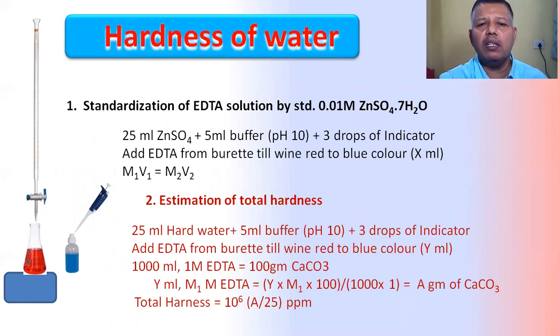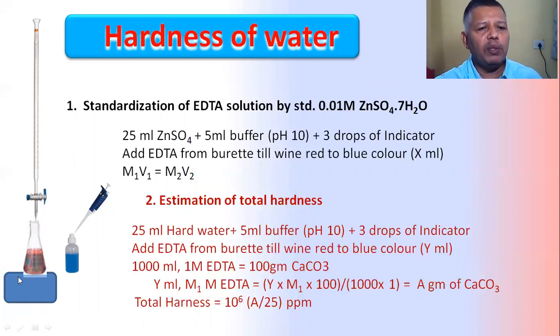Now, another example is the hardness of water. For measurement of the hardness of water, we use this method. First, we standardize the EDTA with the help of zinc sulfate solution, as we know the procedure, and then estimate the total hardness. Take 25 ml of hard water plus 5 ml of buffer solution, then add 2-3 drops of the indicator, and add EDTA solution from the burette. The color changes from wine red to blue. After a certain time, we observe that the wine red color changes to blue.